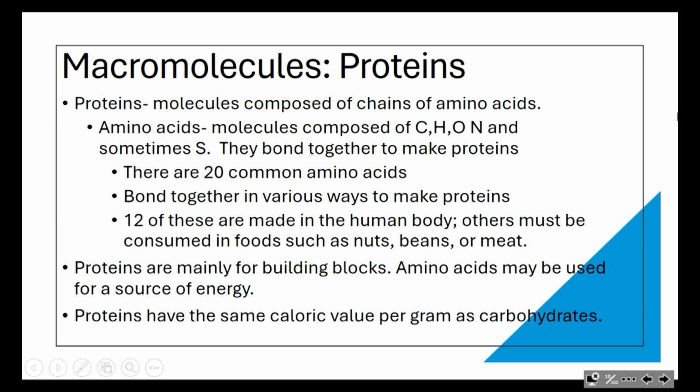Okay? Proteins actually have the same caloric value per gram as carbohydrates. So carbohydrates, you get 4 calories per gram out of carbohydrates, and you get 4 calories per gram out of proteins as well. So there's actually a 1-to-1 ratio in between proteins and carbohydrates.